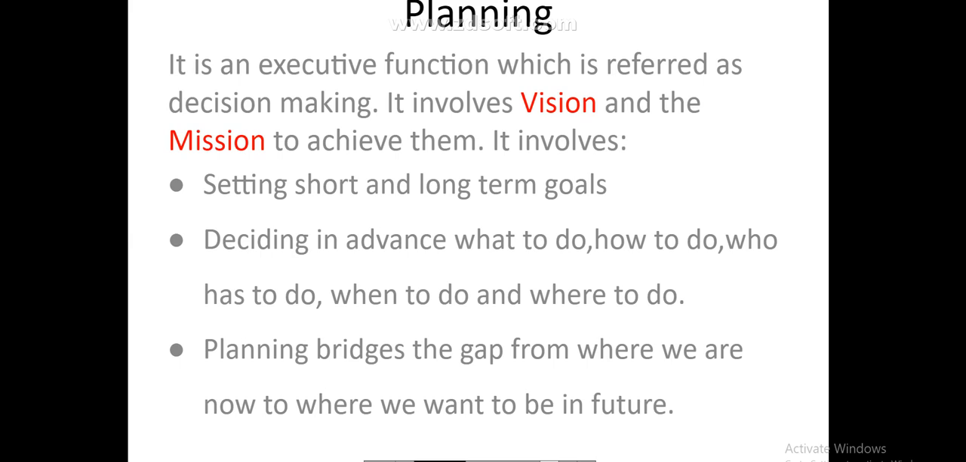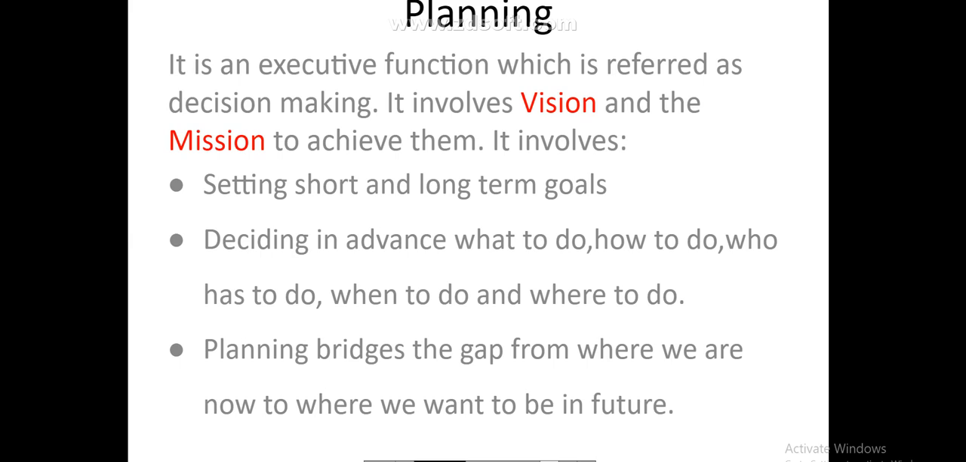What do I mean by vision and mission? Let me take an example of our own college. Our college has a vision, and it has a mission: to develop competent professionals in the field of computer science, mechanical engineering, or other departments. After that vision, we have a few sets of missions.